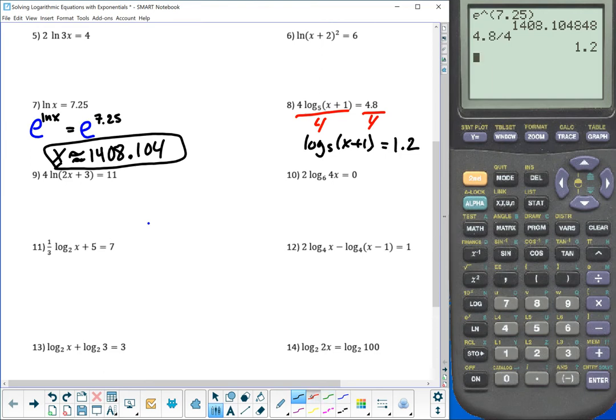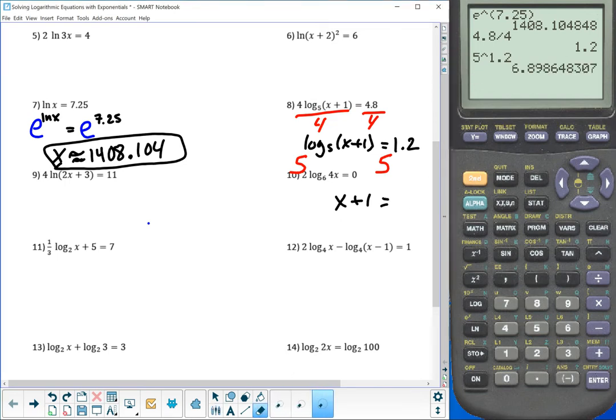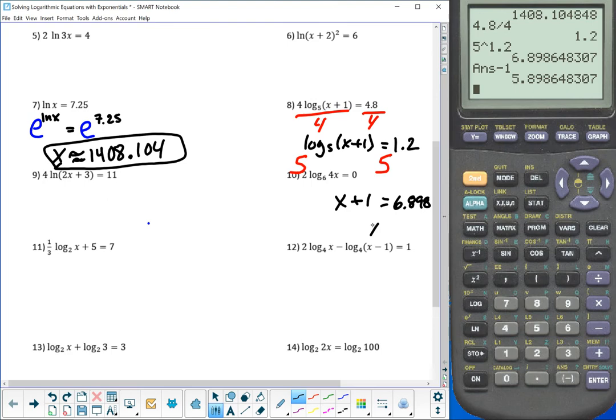Okay, and now you can do a base 5 on both sides. So I'll just write it like that. Okay, and the base 5s will cancel, and you'll be left with x plus 1 equals 5 to the 1.2. Okay, so I'm going to figure out what that is, 5 to the 1.2. So that's 6.89. Okay, and then I'm going to go ahead and subtract 1, which will be 5.89. That's your answer for number 8.